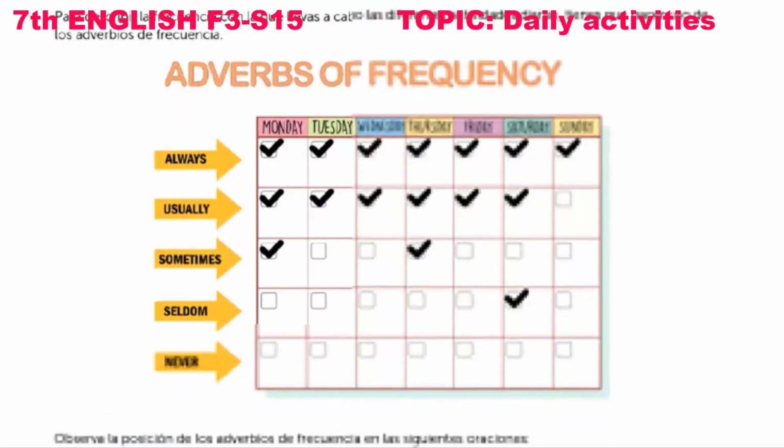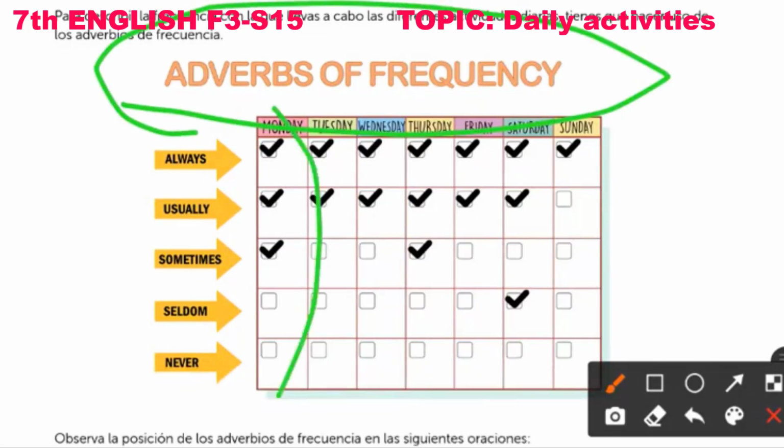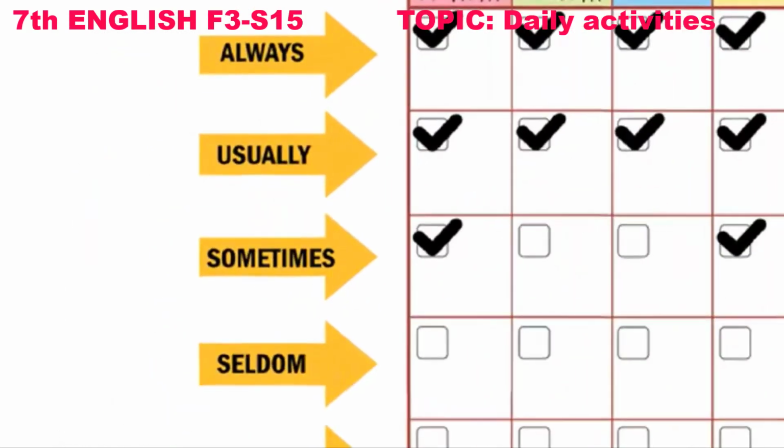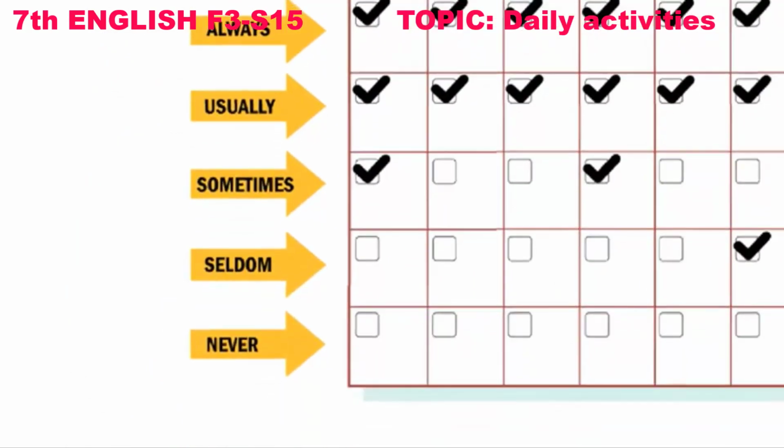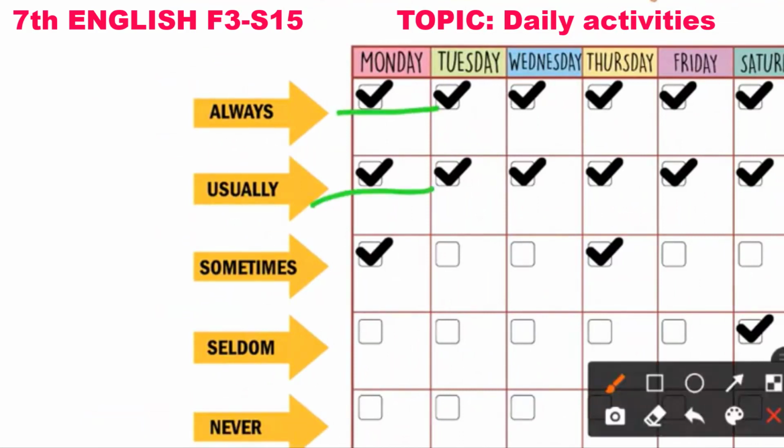After that, vamos a aprender the adverbs of frequency. ¿Qué son los adverbs of frequency? In Spanish, adverbios de frecuencia. ¿Qué son estos que están aquí a mi izquierda? Always, usually, sometimes, seldom, and never. In Spanish, they mean siempre, usualmente, a veces, pocas veces y nunca.